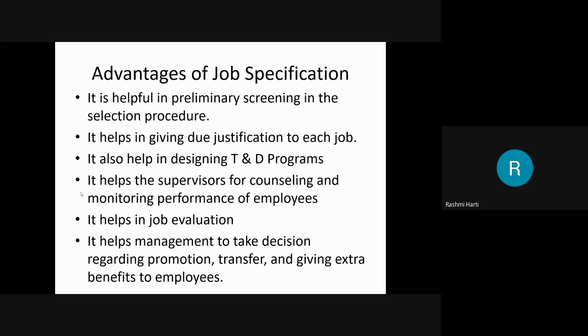Advantages of job specification: it is very helpful in preliminary screening in the selection procedure, and helps in giving due justification to each job, because you are calculating the minimum and you may go beyond that. That means you may hire a person who is better than that. It also helps in designing training and development programs, and helps supervisors in counseling and monitoring the performance of employees, because you have already set the standard performance. It helps in job evaluation, understanding the worth of the particular job in the organization, and helps management take decisions regarding promotion, transfer, and giving extra benefits to the employee. So all these are the advantages of job specification.